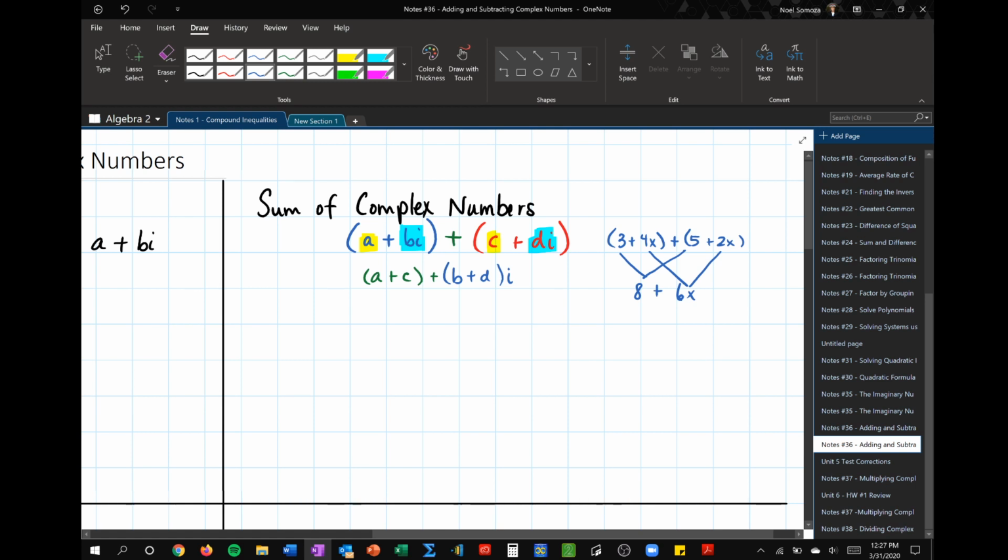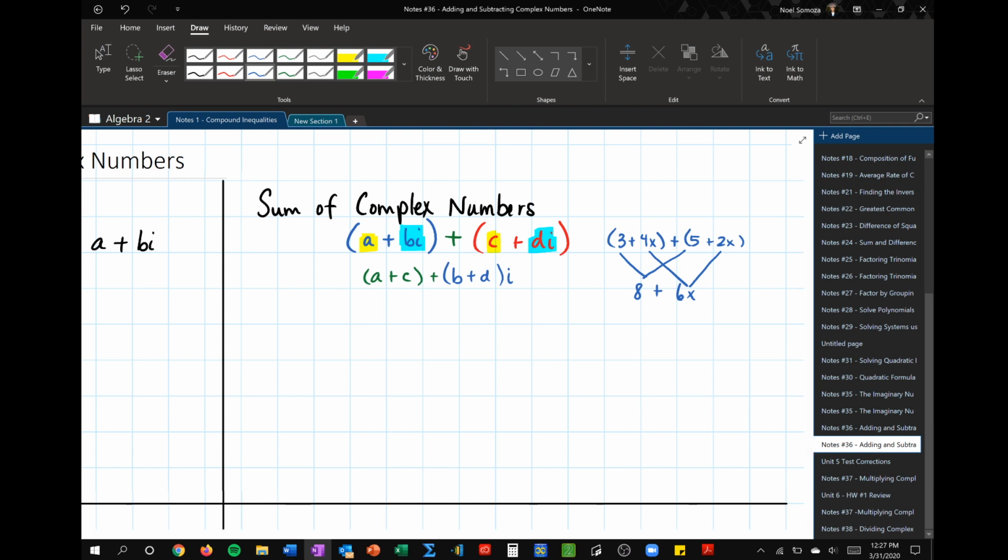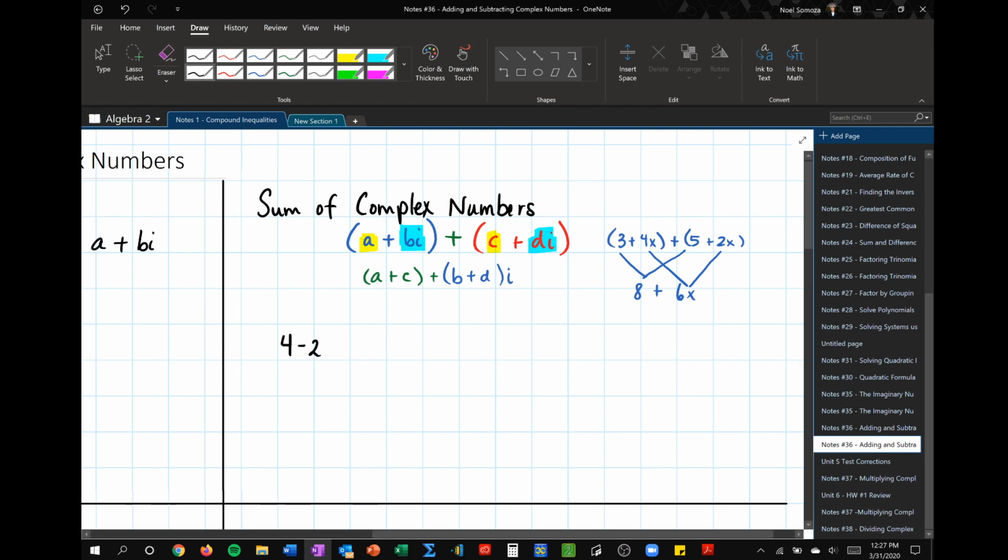You can add the coefficients if they both belong to the real part or if they both belong to the imaginary part. It sounds complicated, but it's a lot easier than it seems. So let's do an example. Let's start here with 4 minus 2i. That's the first complex number. Then we're going to add it to 3 minus 3i, plus negative 4 plus 7i.